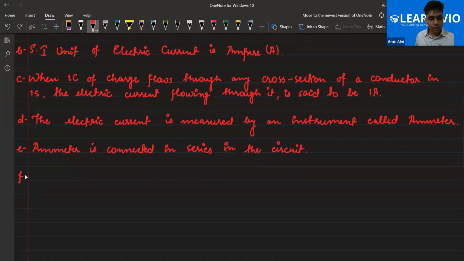Last point about the ammeter is that an ammeter should have very low resistance. Voltmeter should have very high resistance, but as compared to voltmeter, ammeter should have very low resistance. This thing I will also let you know in the combination of resistors, because the explanation is basically in that portion. If I explain it right here, you won't be able to understand it properly. So something is still left for the next topic, and that's why we'll discuss that in detail. So ammeter should have very low resistance, almost negligible.